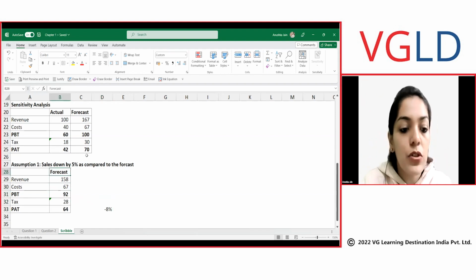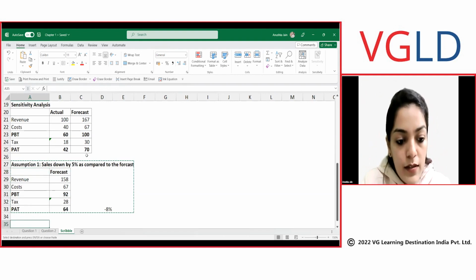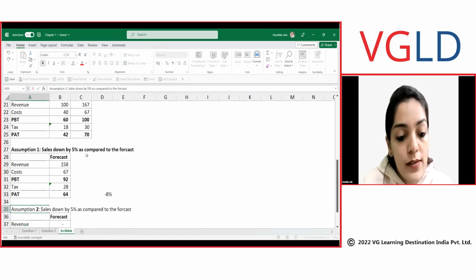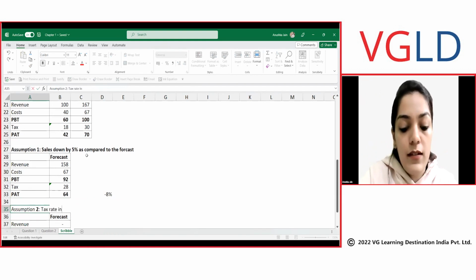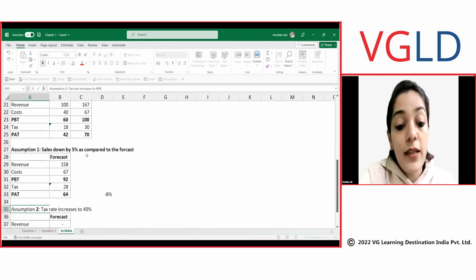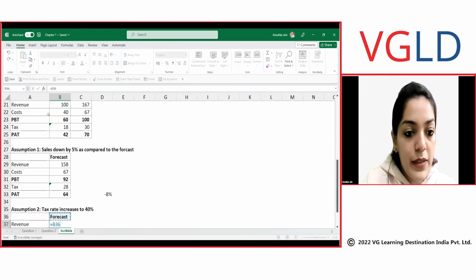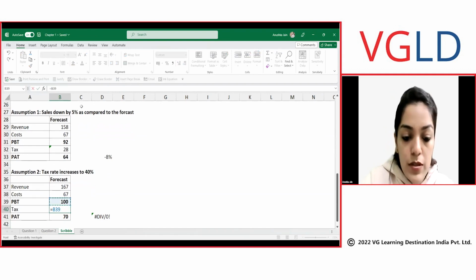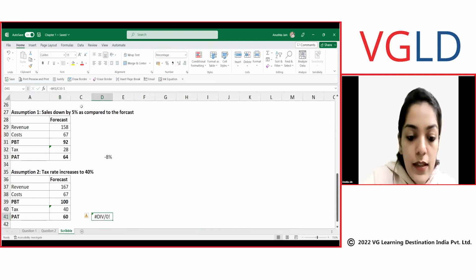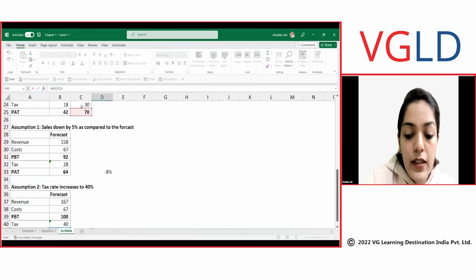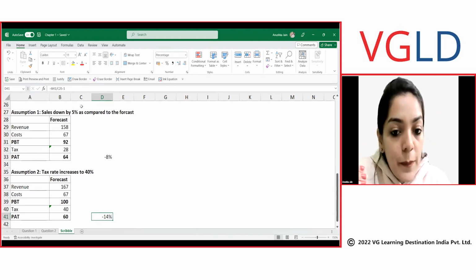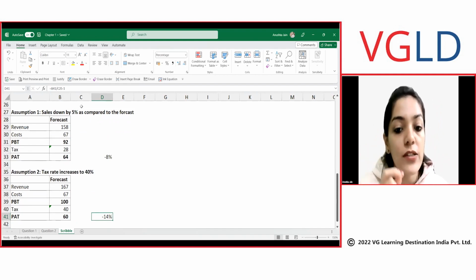Likewise, I can change anything. Assumption 2, this is how sensitivity analysis is actually done. Assumption 2 is the tax rate increases to 40%. Then what? Everything else will be the same. Tax will be into 40. Profits have become 60. So I'll say 60 by 70 minus 1. A 14% decline in profits because of a 10% increase in taxes. So are you getting the feel of what sensitivity analysis is? A change in one variable because of a change in another variable, right?